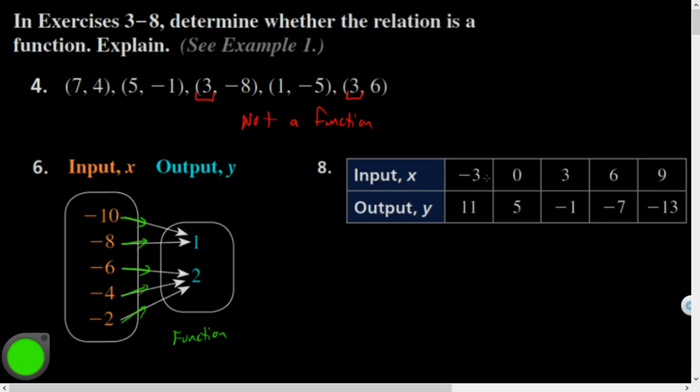All right, and how about for 8? If I say -3, everyone would agree 11 is the output. If I say 6, everyone would agree -7 is the output. Notice there's exactly one output for every input. None of these inputs are repeated, so this is a function.